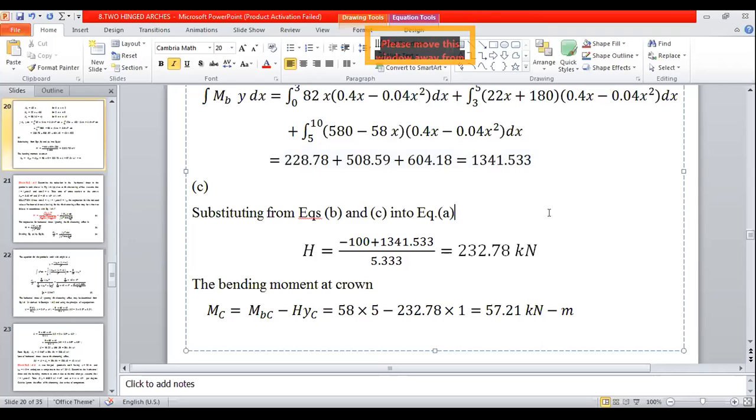Okay, right. Then once you know the numerator value, you know the denominator calculated as 5.33, and substitute in the equation, you get the value 232.78 or 75, whatever that may be. Substitute your values. Okay.